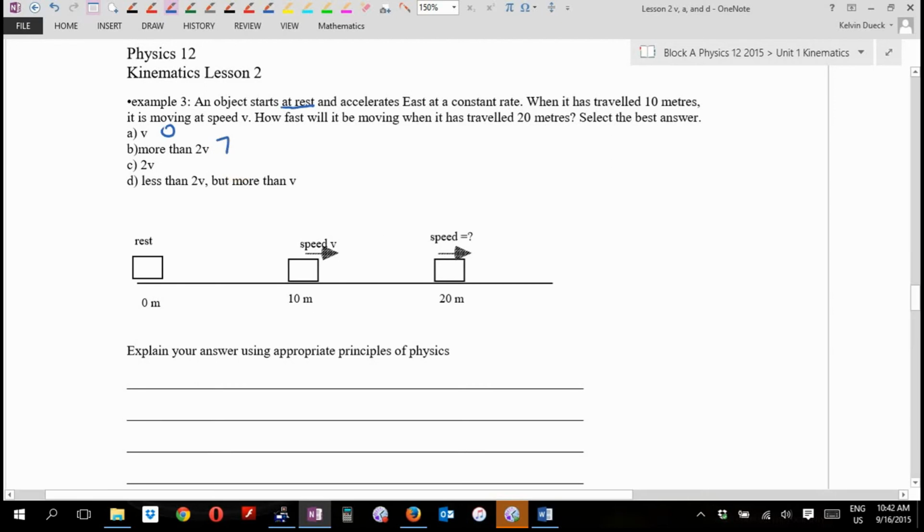1, 2, 3, 4, 5, 6, 7, 8. I think I saw 9. Who says D? 1, 2, 3. Someone didn't vote. I'll get him next time.